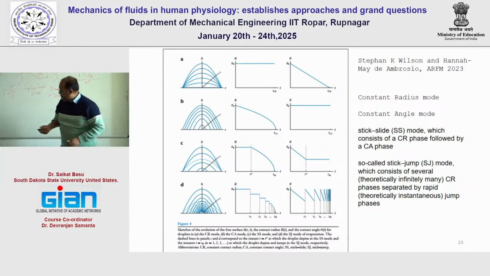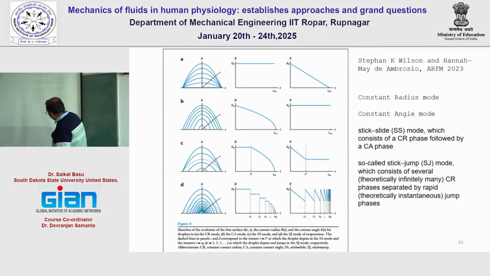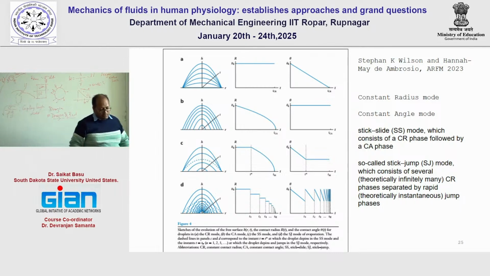The third one is called the hybrid, which can be a mixture of the two cases, called the stick-slide mode. There is a constant radius phase, and then the radius is falling. Correspondingly, in the constant radius phase the contact angle is decreasing, and in the second part the contact angle is constant. So these are the typical modes which we normally encounter in evaporation.